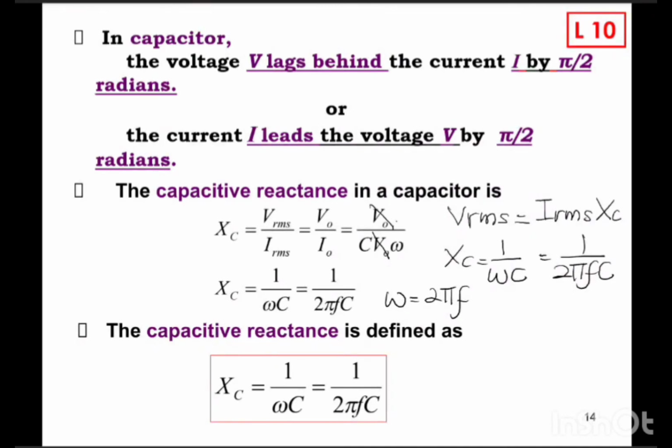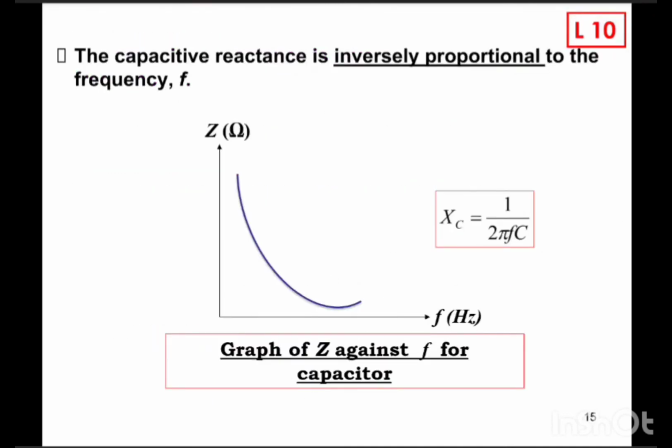So what is the graph? The graph is impedance against frequency. So the frequency is inversely proportional to the Xc. So the impedance graph for the capacitor is like this, impedance inversely proportional to the frequency. Okay.